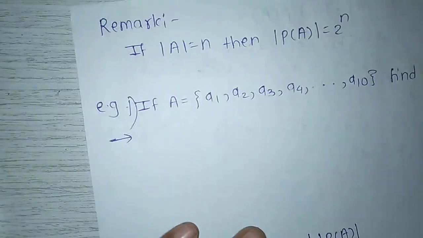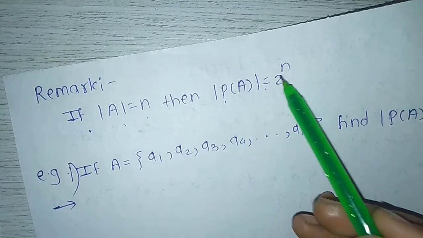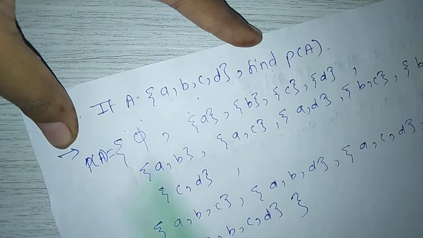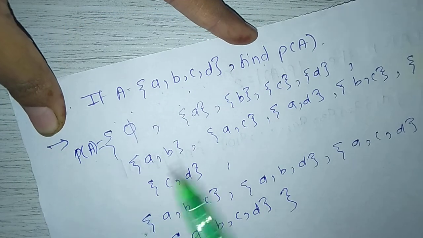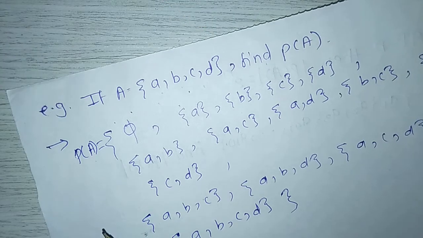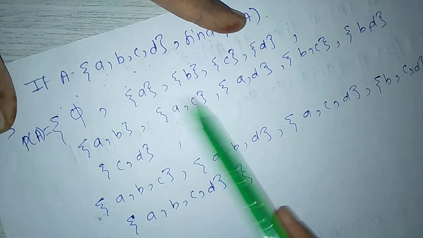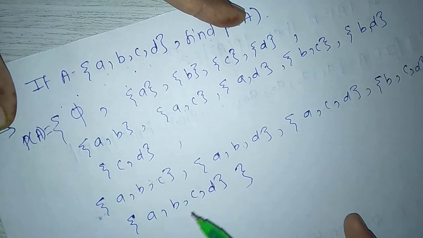Next, remark: if order of A equal to n, then order of power set of A equal to 2 raised to n. Here, the set contains 4 elements and order of P of A is 2 raised to 4. 2 raised to 4 is 16, that is 1, 2, 3, and so on up to 16.